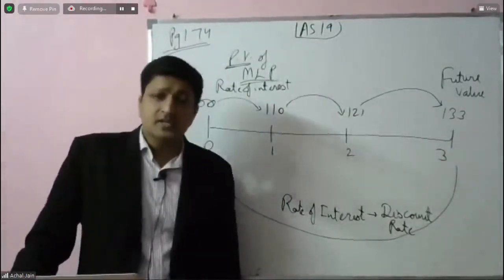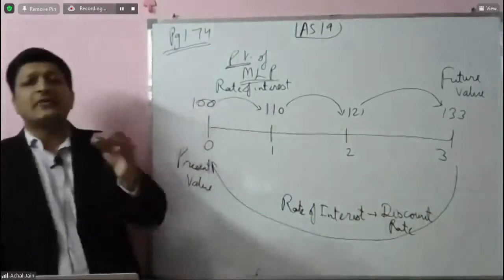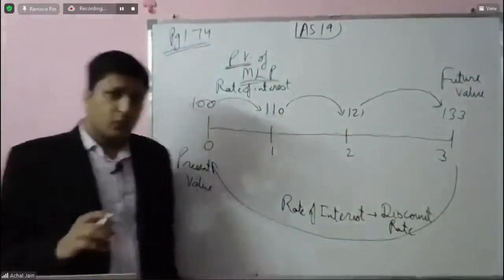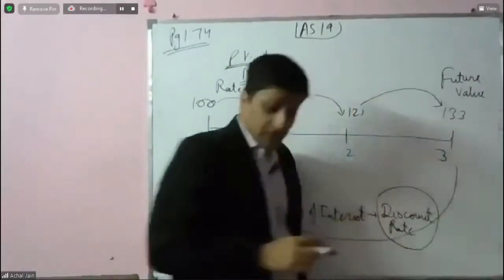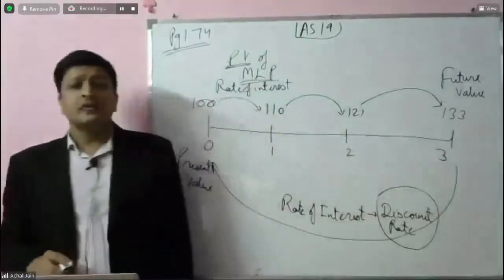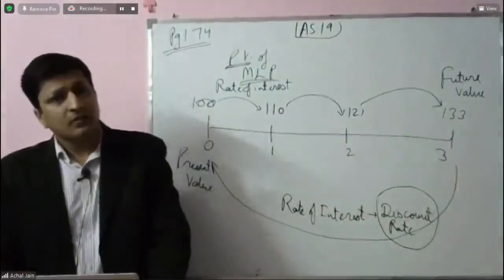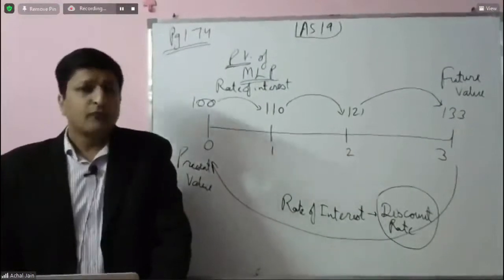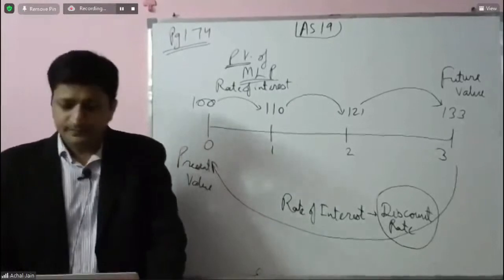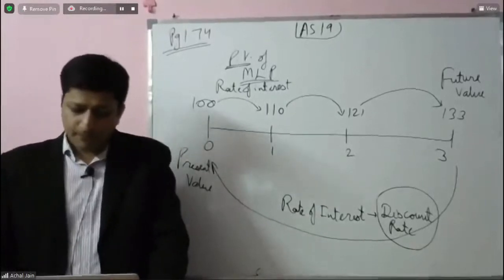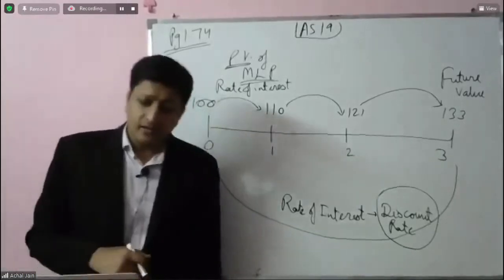So that means whenever we will have to compute the present value of any amount, one thing which is a must is a discount rate. Without the discount rate, we cannot compute the present value. Okay? Clear? We cannot compute the present value. Clear? Yeah? Alright. So this was about the concept of present value.